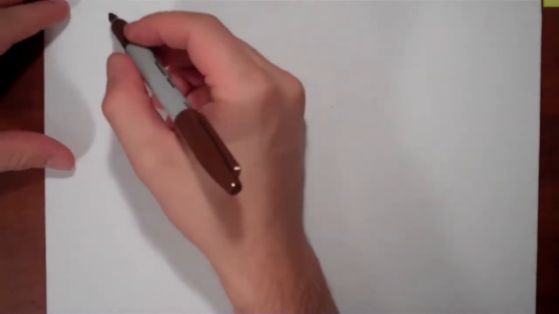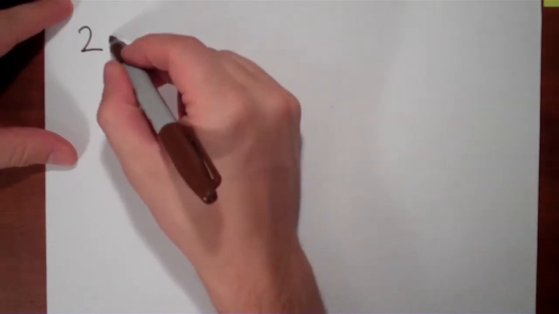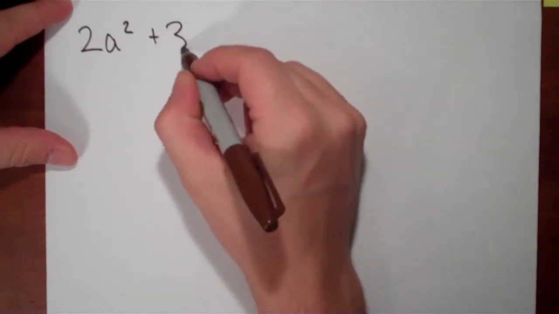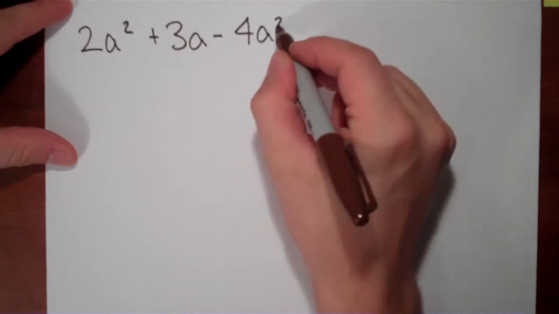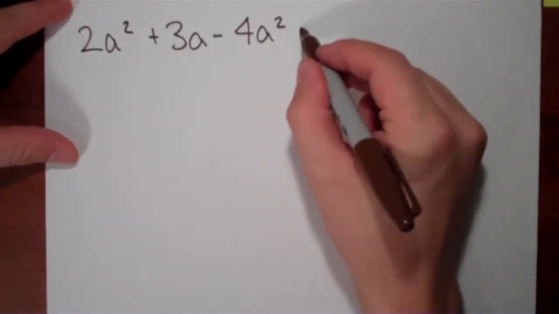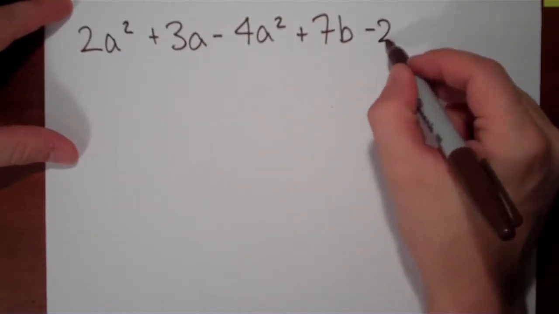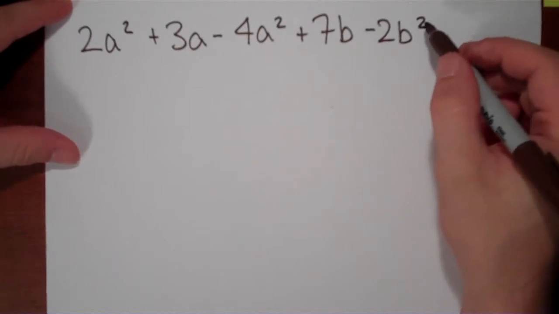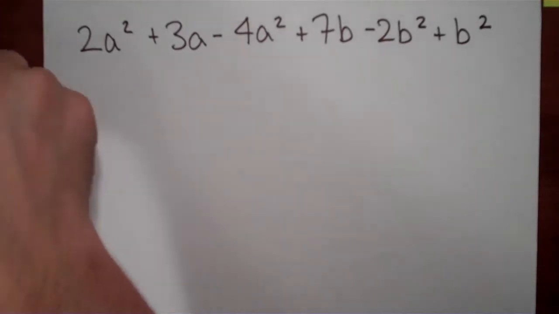Last example, let's do a harder one. Multiple variables. We have 2a squared plus 3a minus 4a squared plus 7b minus 2b squared plus b squared. That's a long one, but we're using the same process.